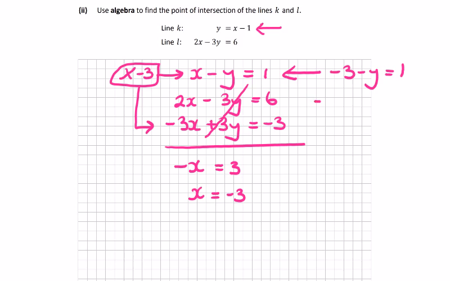So if we leave the -3 there, bring the 1 across to meet it, it'll be -1, and bring the y to the right, it'll become positive. So y is equal to -4. So the point of intersection of these two lines, you can just write the point -3, -4.